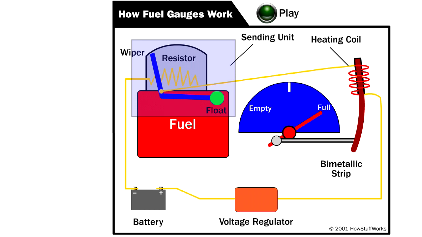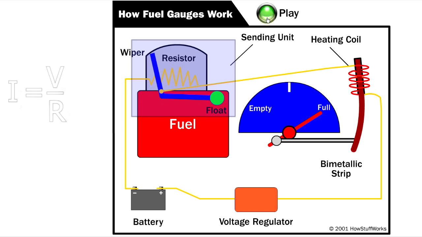This is a schematic of a fuel gauge from HowStuffWorks.com. It's composed of 3 major components: the battery, the sending unit, and the gauge itself. Basically, the battery and voltage regulator provide a steady voltage into the sending unit. The sending unit is composed of 3 other components: a wiper, a resistor, and a float. The float sits on top of the gas in the tank and is connected mechanically to the wiper.